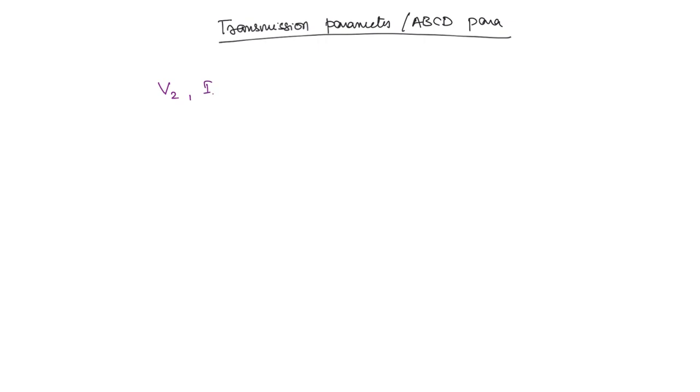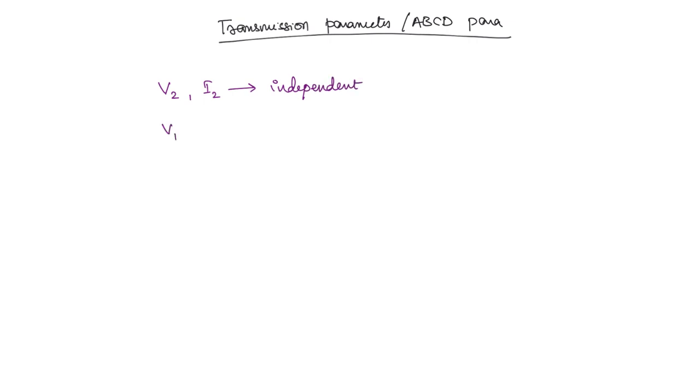Now the last set of parameters is the transmission parameters. This is also called ABCD parameters. It is more commonly called ABCD parameters, to be frank. So what are the independent and the dependent variables here? The output side parameters V2 and I2 form the independent variables.